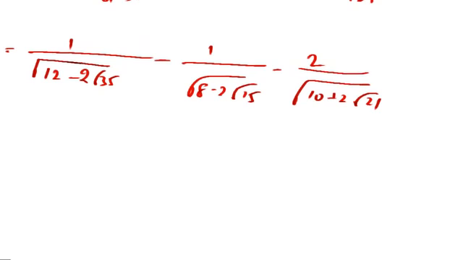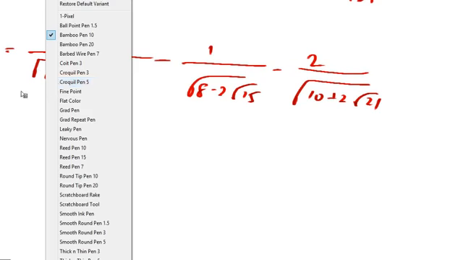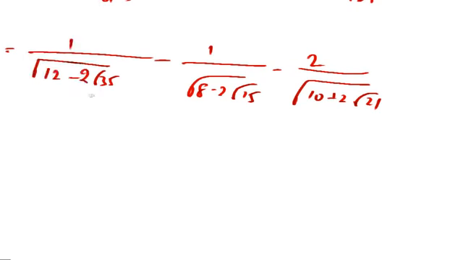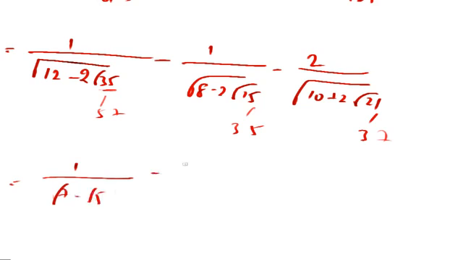Now you try to find out the square root. If you add, you should get 12, and you multiply, you should get 35. That is nothing but 5 7. This is nothing but 3 5. This is nothing but 3 7. So the problem will become 1 by root 7 minus root 5 minus 1 by root 5 minus root 3 minus 2 by root 7 minus root 3.